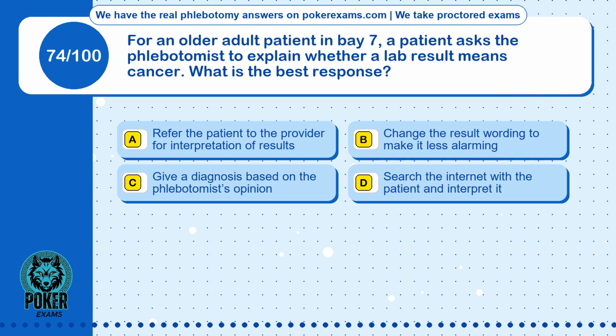Question 74. For an older adult patient in Bay 7, a patient asks the phlebotomist to explain whether a lab result means cancer. What is the best response? Option A, refer the patient to the provider for interpretation of results. Option B, change the result wording to make it less alarming. Option C, give a diagnosis based on the phlebotomist's opinion. Option D, search the internet with the patient and interpret it.